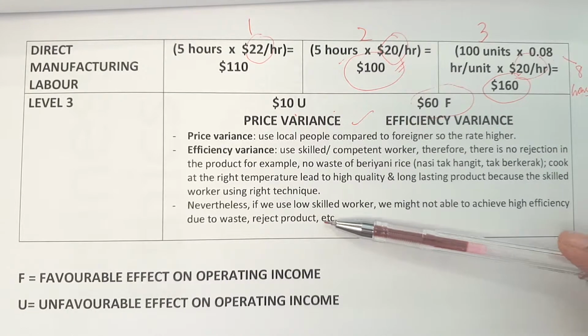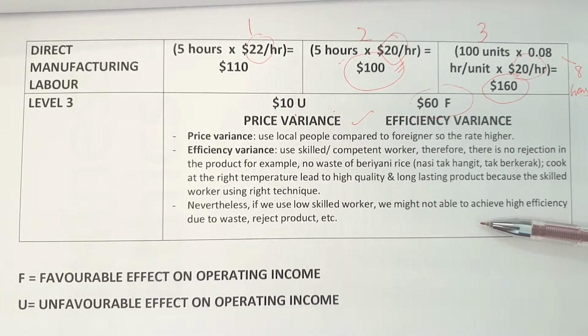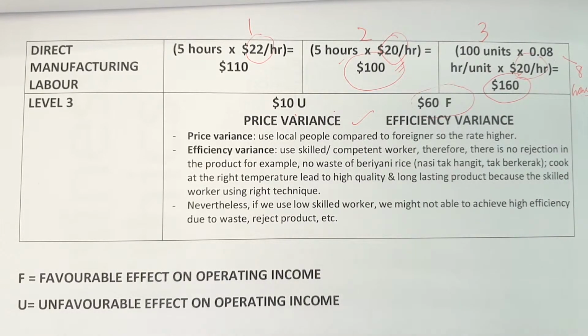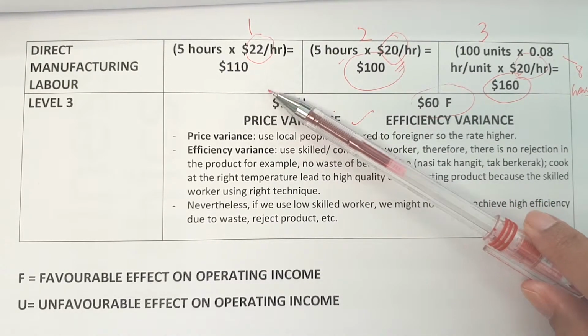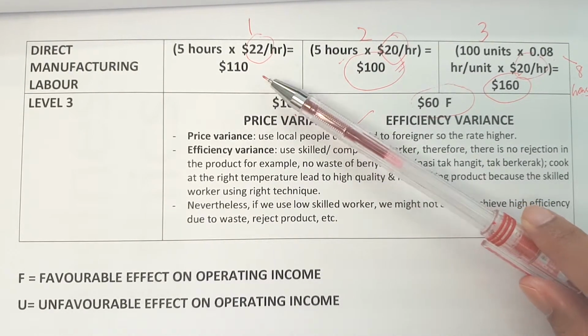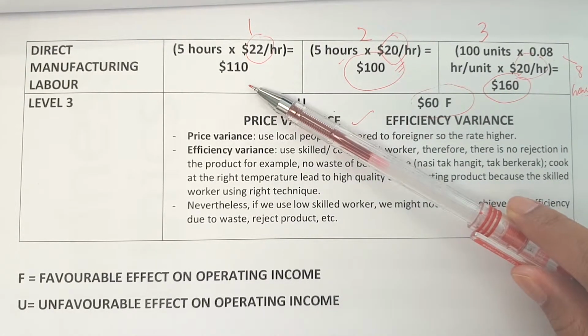Nevertheless, if we use low skill workers, we might not be able to achieve high efficiency due to waste or rejection, or sometimes they make mistakes, so the product cannot be used. So it much depends on whether the skill of the labor is high or low. If we use low skill labor, the price might be lower, but if we use highly competent workers, the price here might be higher.